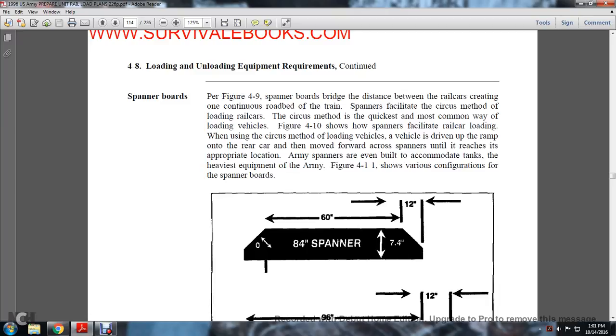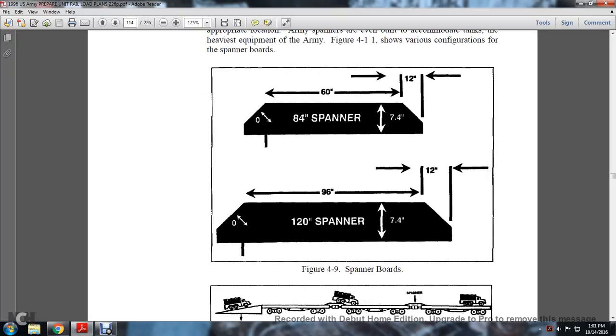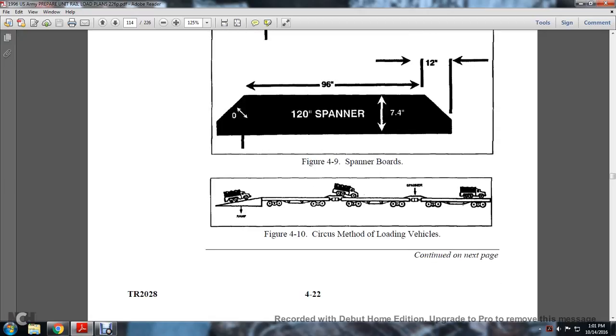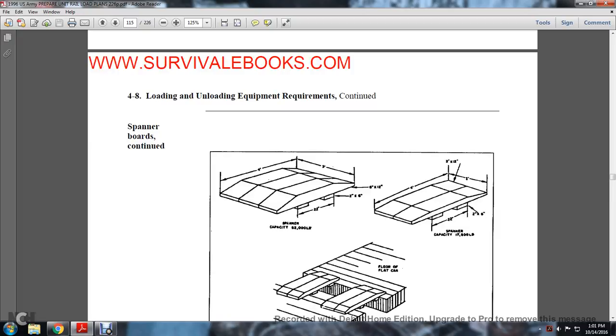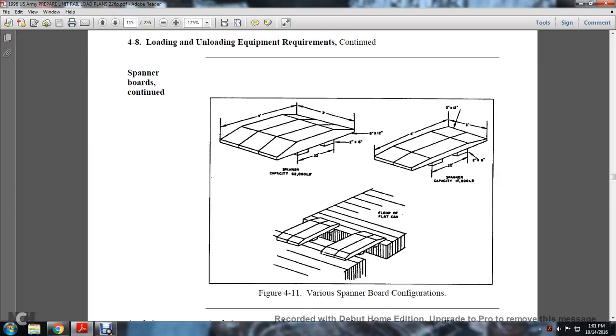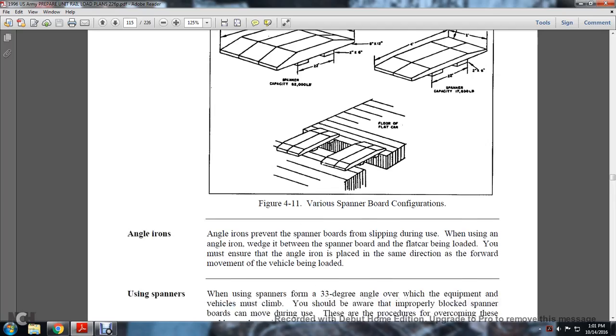It shows the spanner 7 by 4 foot with a 60 by 60 inch by 12 inch. Then you have a 120 spanner, which is 7 by 4 inch, 96 inches by 12 inches. Figure 4.10 shows the circuit method of loading vehicles with the spanners and the ramp. 4.8, loading and unloading equipment, with spanners continued, and a capacity of 62,000 pounds, 17,000 pounds, and a floor of the flat car.